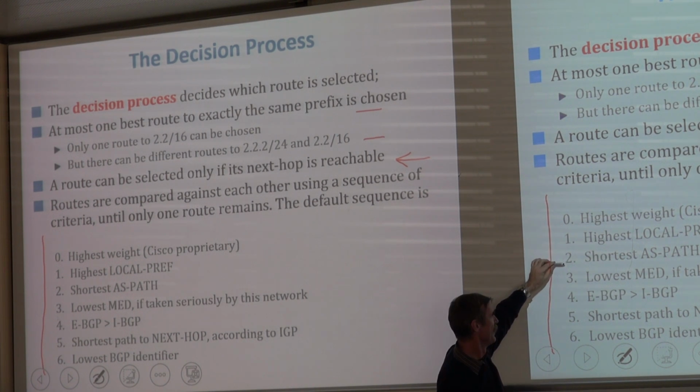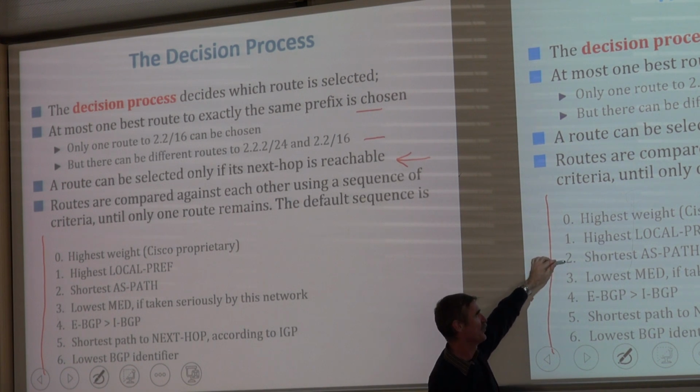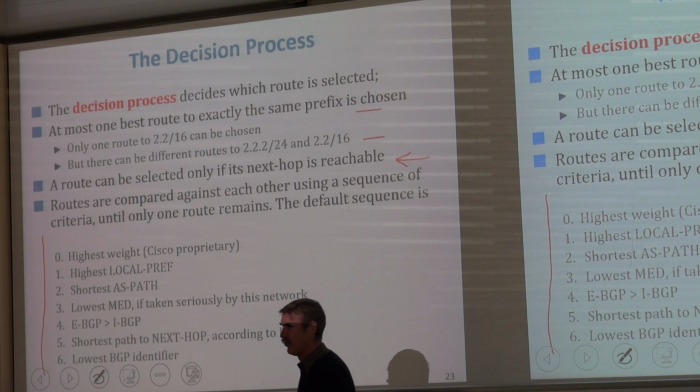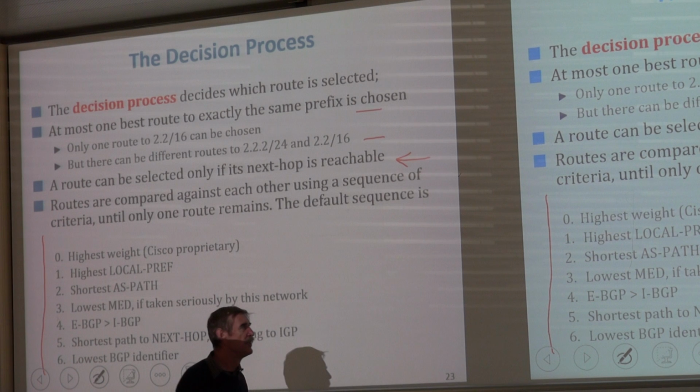Then, if you don't have priorities, or if all local pref values are equal for all the routes, you go to the second criterion that says pick the one that has the shortest AS path, which is an approximation of shortest path routing, as we have discussed a bit before.